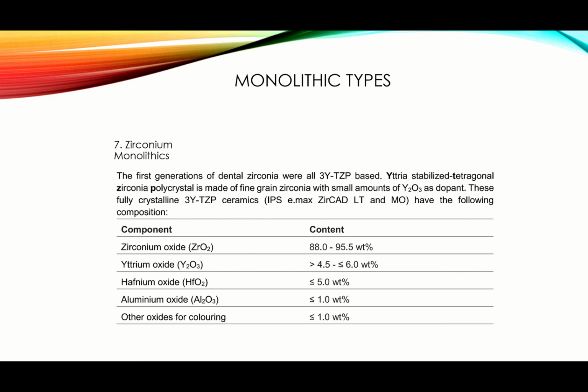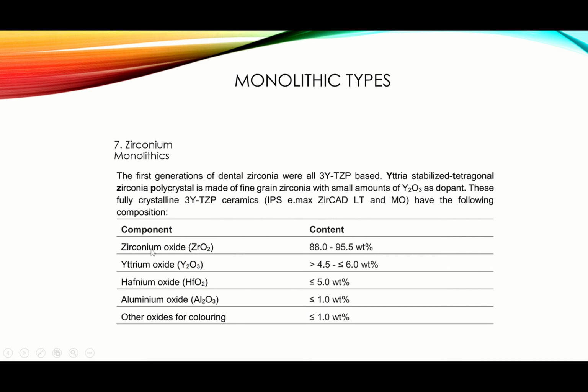And then we have aluminum oxide, about 1 weight percent. We're going to discuss the effect of aluminum oxide on translucency and on low temperature degradation. All right, so we're getting into more and more details, and it sometimes gets a little confusing, or you might lose your way there, but I'll try to keep it simple. Other oxides for coloring, let's say about 1%.